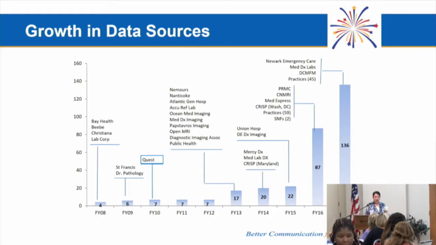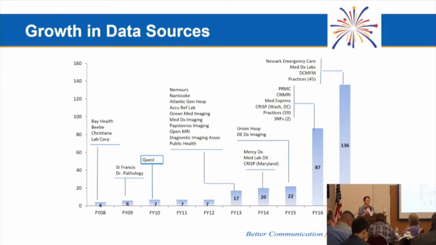So here we are. Over the years, you can see the growth in data sources. We started off with just 3 hospitals and LabCorp back in 2007. And now we are up to 136 independent individual sources of data. And that includes over 100 practices that are sending us care summaries at the conclusion of each episode of care. So it has been just explosive growth within the last few years.